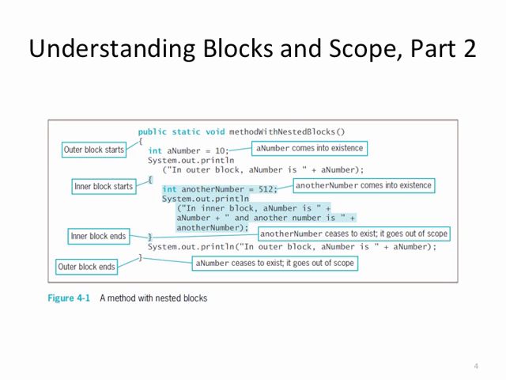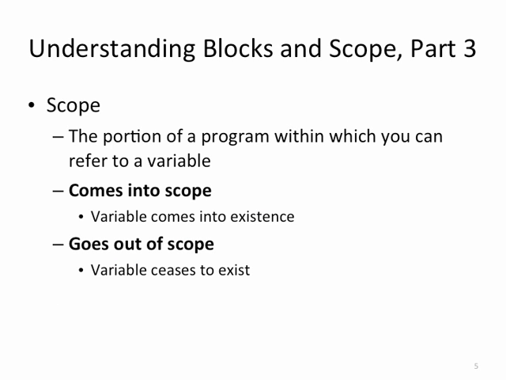When the code block ends, another number ceases to exist. It goes out of scope, and we say that its lifetime is over. So when you declare a variable, it is available from the point in which it is declared until the end of the code block in which that variable is declared. Scope refers to the portion of the program in which you can access a variable. A variable comes into scope when it is created, and it goes out of scope at the end of the code block in which it is created.